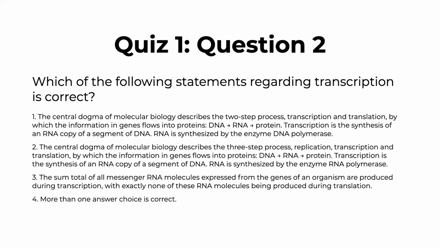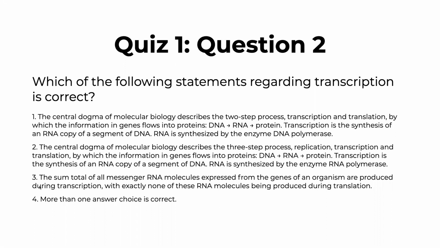Okay, so it looks like the correct answer is actually 4. More than one answer choice is correct. Why? Well, first of all, we know that you are correct about number 2, that the difference between A and B here, or 1 and 2, is that we have the enzyme RNA polymerase, which is more logical because we're talking about RNA. But also, we know that number 3 is correct, right?